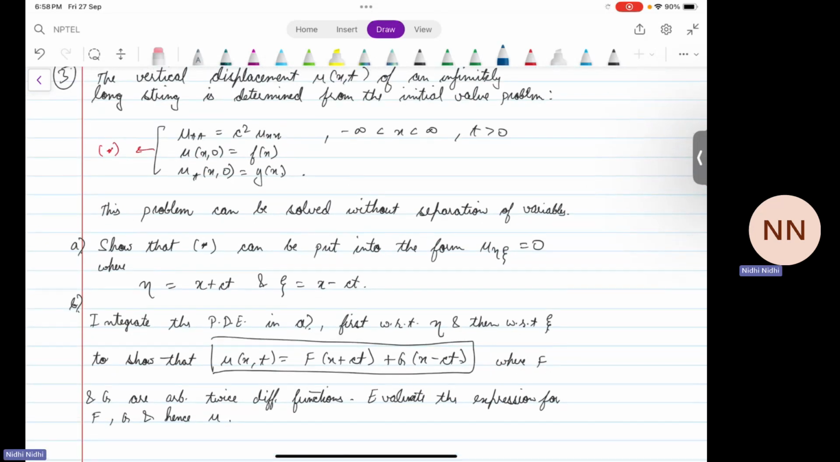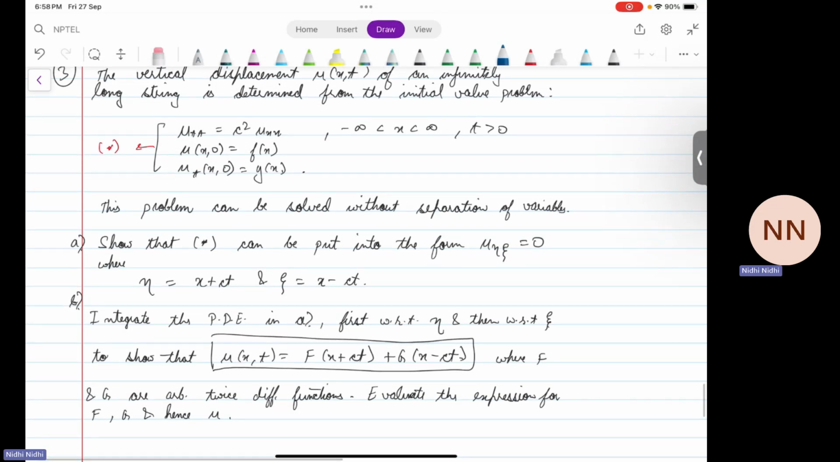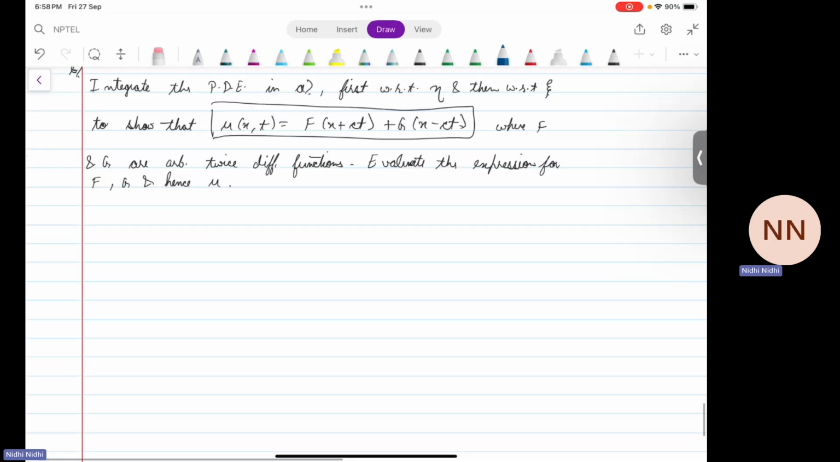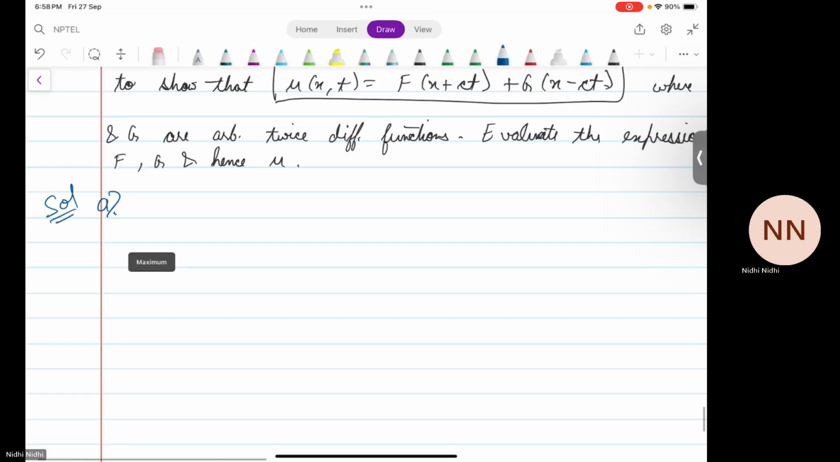So for the first part, we'll start with the substitution eta equals x plus ct and zeta equals x minus ct. From that, we need to deduce that the problem utt equals c square uxx can be transformed to u eta zeta equals 0. So let's start with it. Solution, part A: let eta equal x plus ct and zeta equal x minus ct.